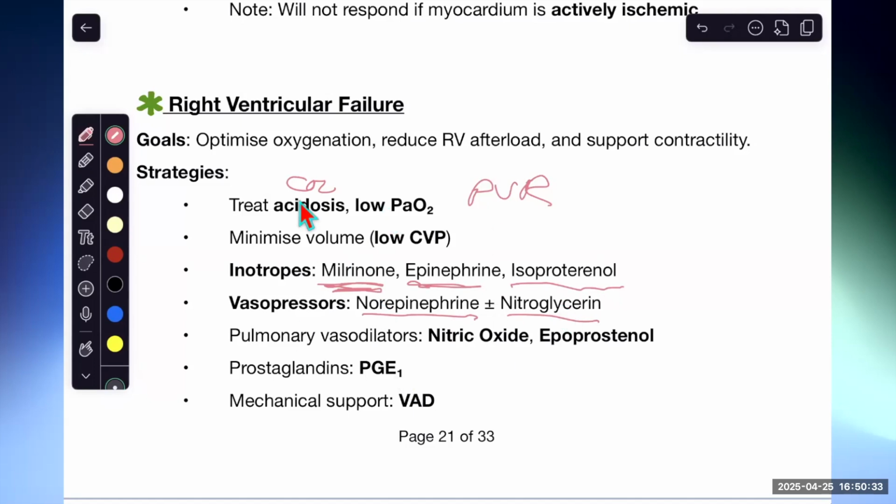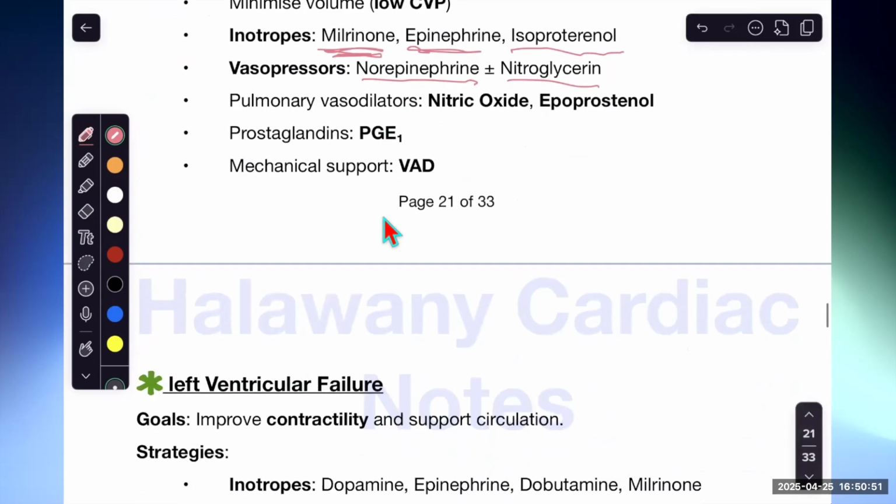Now you are familiar with everything I'm saying here. You know milrinone, I told you about epinephrine at different doses, isoprenaline, norepinephrine. I did not speak about nitric oxide, but I will, inshallah. I tried to limit the number of drugs I speak about. So this is the patient with RV failure.